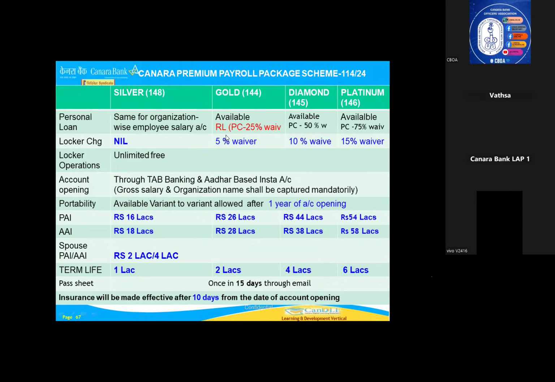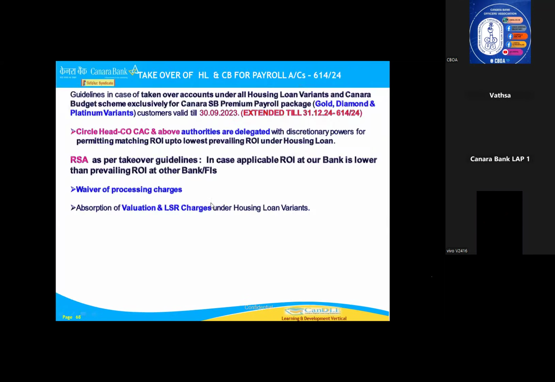So these points you have to remember for each and every category, based on the first column, second column, third column, fourth column. If you put it column-wise and read, it will be easy. And term life insurance, 1 lakh, 2 lakhs, 4 lakhs and 6 lakhs. We have some questions beyond this.